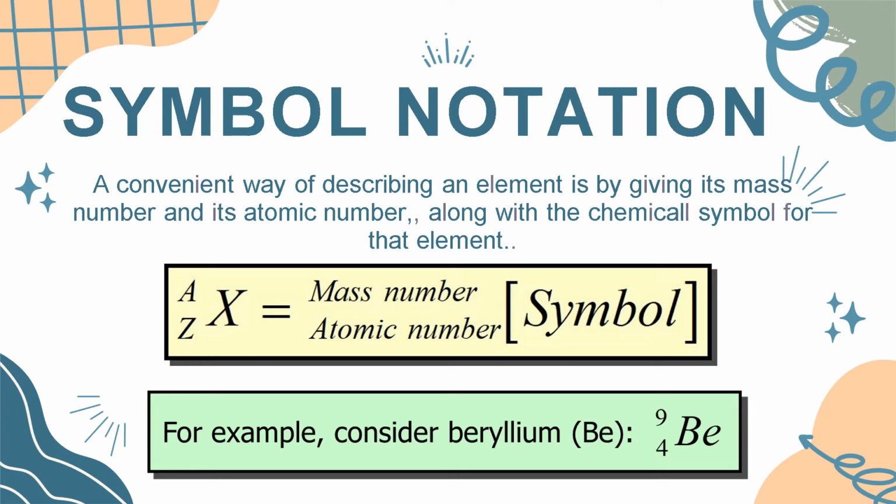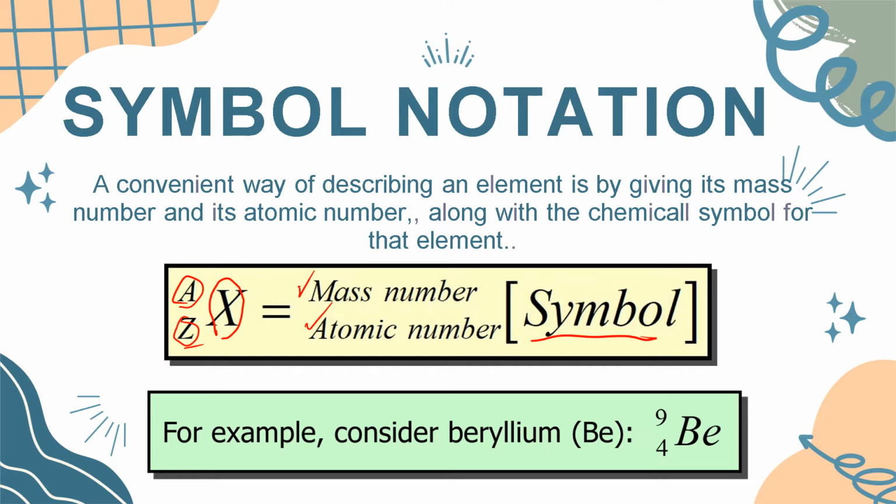Okay, so I want you to remember this symbol notation. A convenient way of describing an element is by giving its mass number and its atomic number along with the chemical symbol for that element. For this notation, we have X, A, Z. So, yung X natin, that is the symbol. Yung A natin, yung mass number. And Z, yung atomic number. So, we will have this as a generic symbol notation para hindi tayo malito-lito.